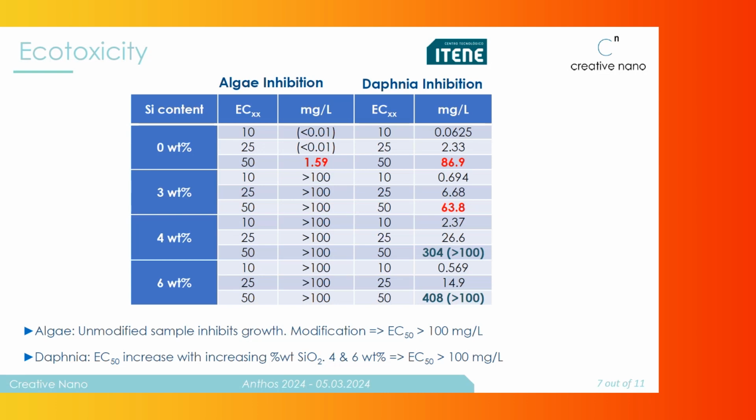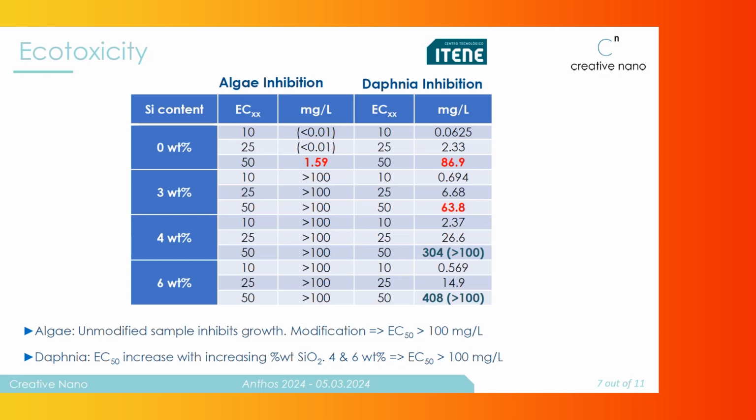And moving into the ecotoxicity tests carried out by TENE, the results are rather characteristic. For the algae inhibition tests, the non-modified material, so the sulfur-doped TiO2 nanoparticles without any silica coating, have a very low EC50, below 2 ppm. This is quite low, whereas all the modified materials have EC50s above 100. I think this is the threshold beyond which a nanomaterial can be classified as non-ecotoxic. And for the Daphnia inhibition tests, the results are rather striking. As we increase the level of modification, 3, 4, 6% silica, we see the EC50s increasing, eventually surpassing 100 for the 4% modified material.